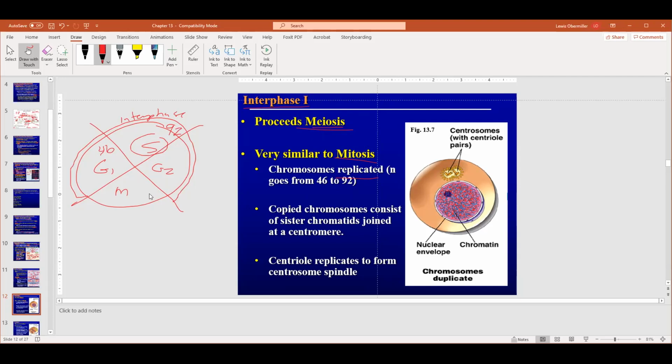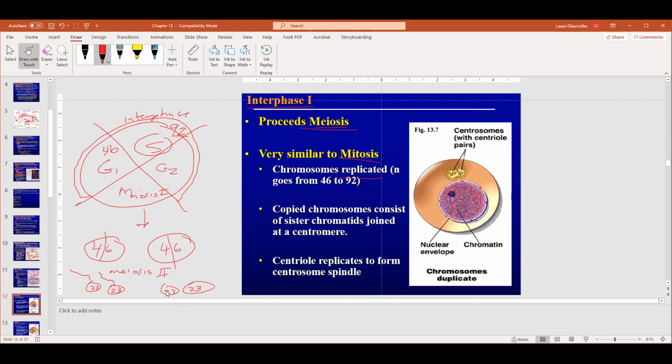And then it's going to go through meiosis 1, and at the end of meiosis 1, we're going to halve this, so we'll end up with 2 cells with 46, and that's still too many, right? So we're going to go through another process called meiosis 2, which will halve these, and we'll end up with 4 cells with 23 in each. And this could be sperm if you're a male, or it could be eggs if you're a female.